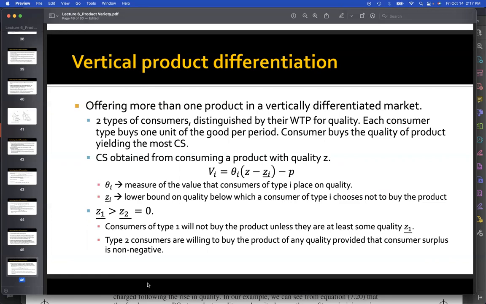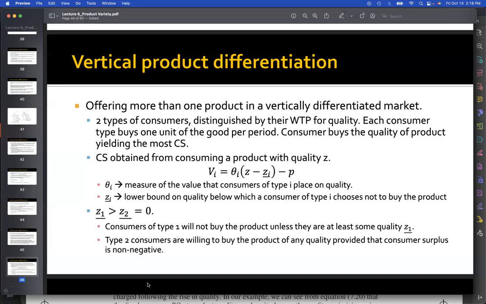All right, so let's say now that there are two types of consumers, distinguished by their willingness to pay for quality. So one consumer likes quality more than the other. Although again, because it's vertical, Z is undisputed, right? A higher Z will increase both of their demand functions. Again, each consumer buys one unit of the good. Each consumer buys the quality of the product yielding the most CS, because the quantity is fixed. So the only question is, which good do I want? The one with the higher quality or the one with the lower quality?